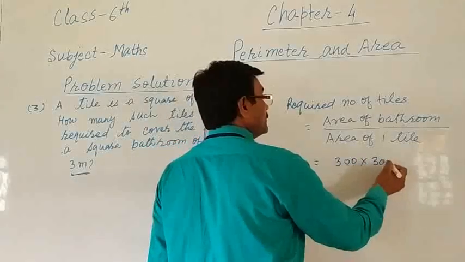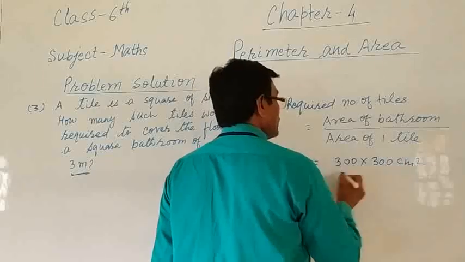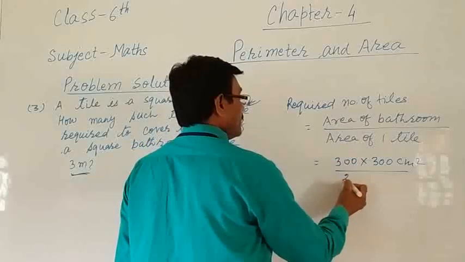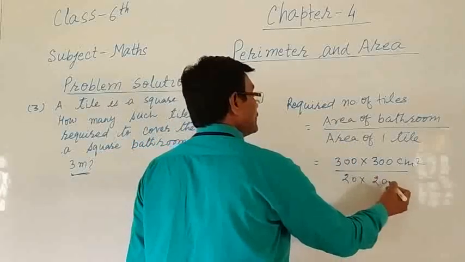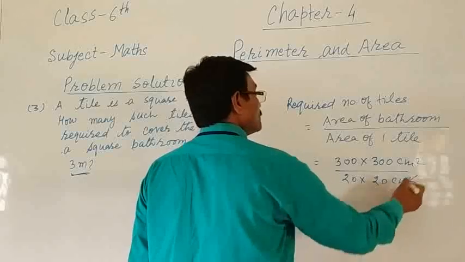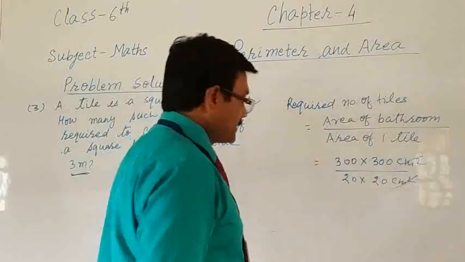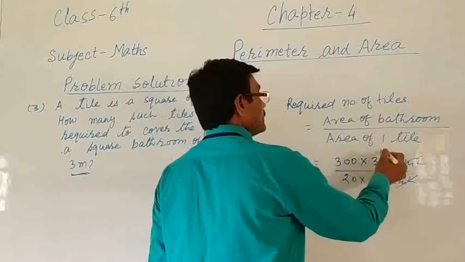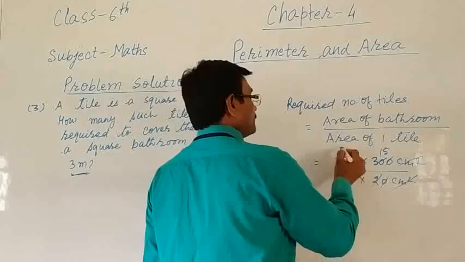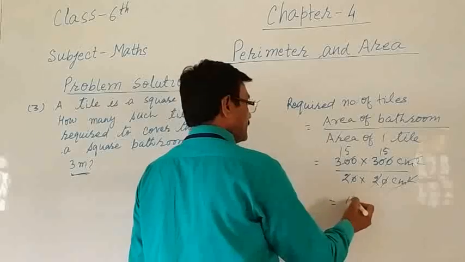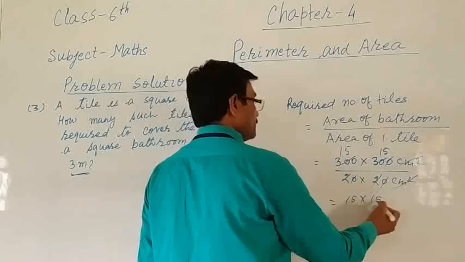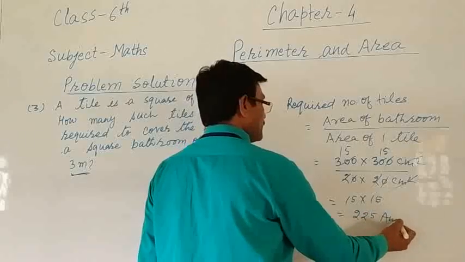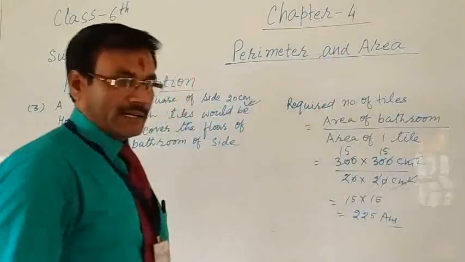300 into 300 centimeter square upon area of tile is 20 into 20 centimeter square. Now 20 will be cancelled and cut it in 15 times. Again cut them in 15 times. Again 15 into 15 means 225 tiles are being required.